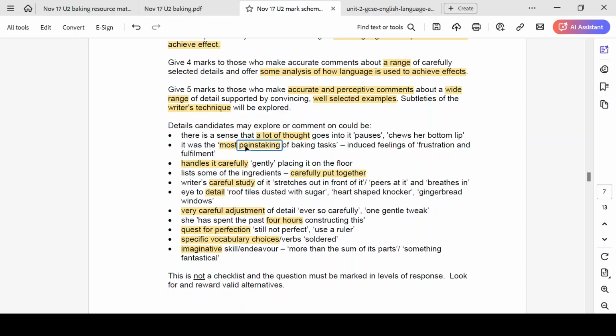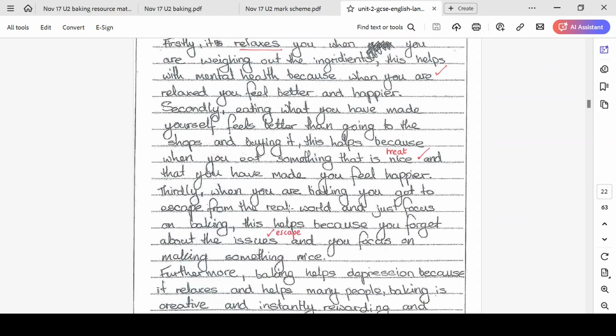Most painstaking. If you take pains, then you are going to some lengths, you're going to a lot of trouble, potentially causing you some pain, mental or emotional or even physical, because you're going to such lengths to do it. She handles it carefully, and the evidence for that was gently placing it on the floor. The fact, this is now a technique that the writer uses, that they list some of the ingredients. So this isn't just thrown together with random stuff. They have a list of particular things that need to go into it, which again suggests that care has been taken, and so on. So I want to show you an example of an answer to that question.